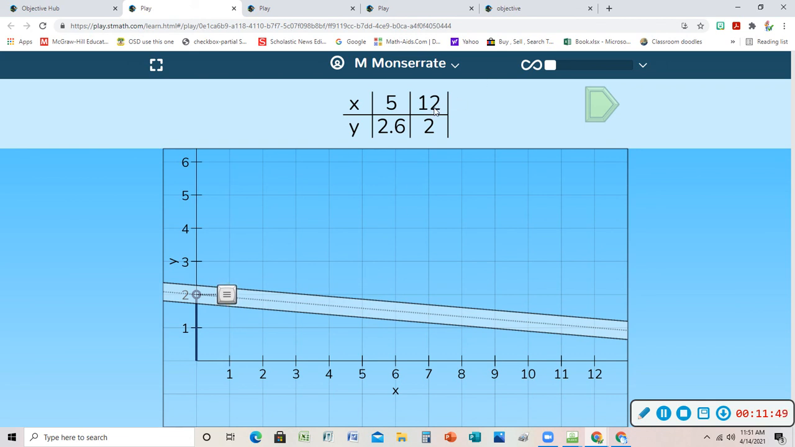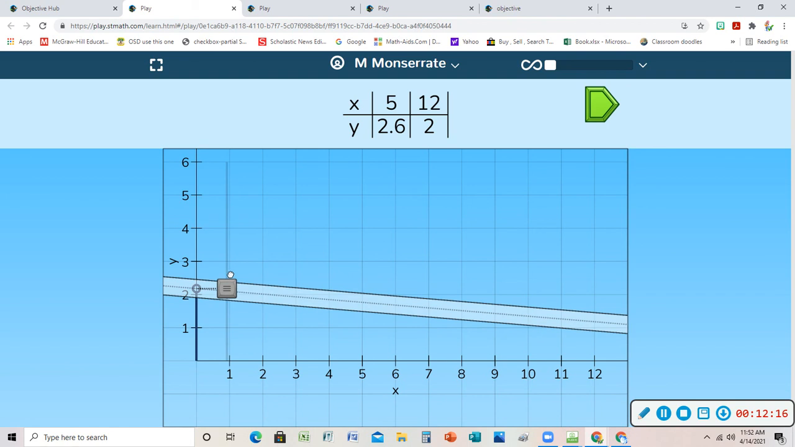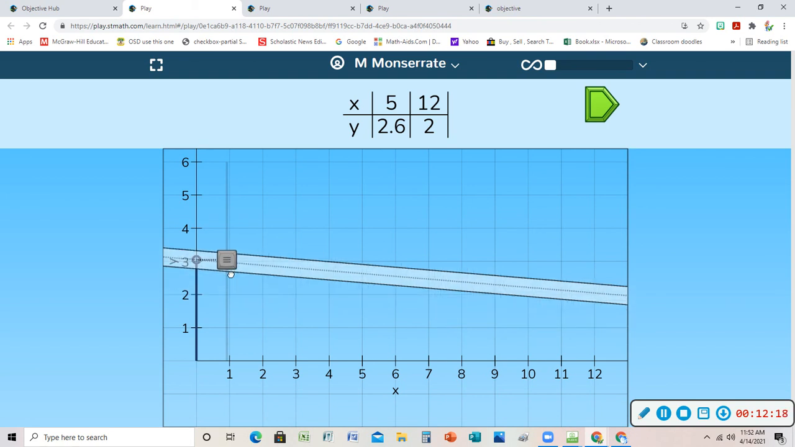So let's see if that would work for this. When x is at 12, y is at 2. I'm going to do that one. Maybe that one's easier. When x is at 12, y is at 2. Let's see, what did I do wrong here? X is at 5, y is at 2.6. Oh, that's what happened maybe. I was not at 2.6. I'm going to move this up to 2.6.